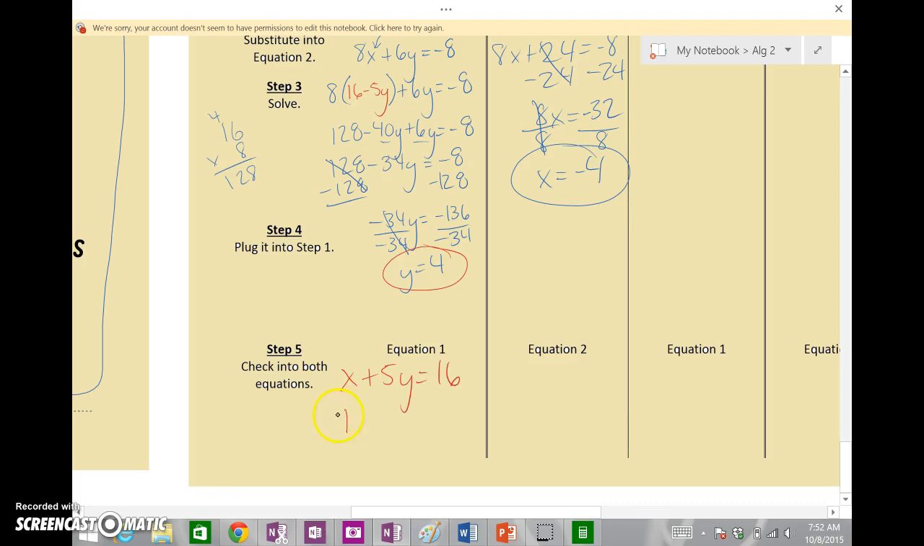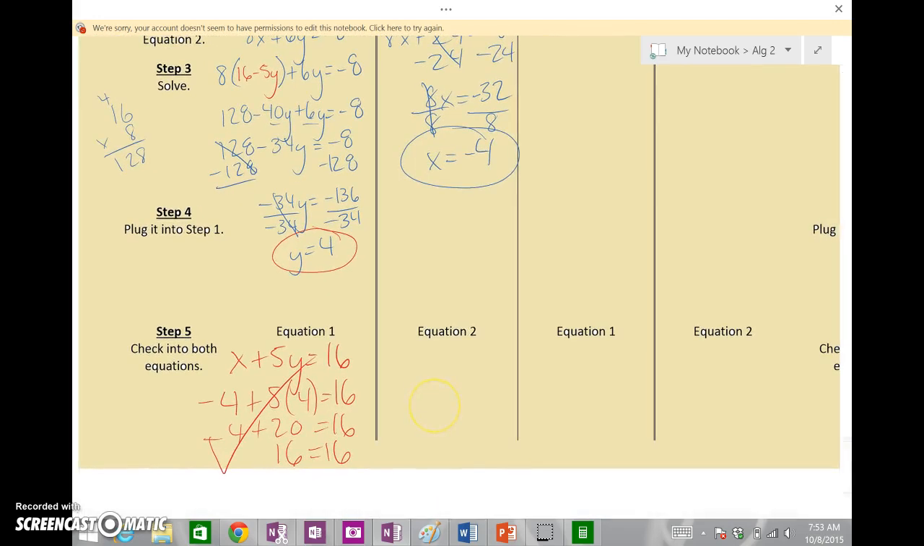It is the truth. Negative 4 plus 5 times 4. Negative 4 plus 5 times 4 is 20. And then negative 4 plus 20 is 16. Oops, not negative 16. Sorry. So that works. Last time I did this, that is the same thing that happened. I came out to 16. I had a different value. But I need to double check the other equation because it needs to work for both.